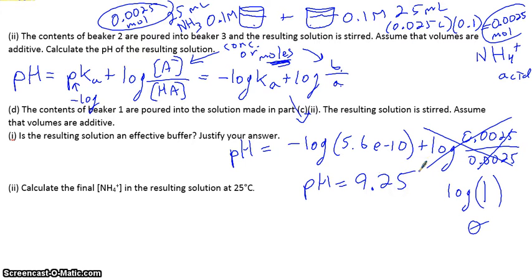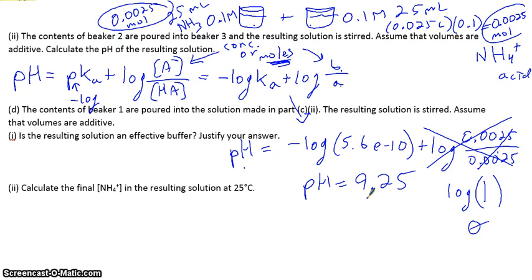pH to be 9.2025. Now this is a good thing to remember. Anytime you have an equal amount of conjugate acid and base in a buffer, the pH that you're buffering is simply the negative log of your Ka. And this is actually a common idea.